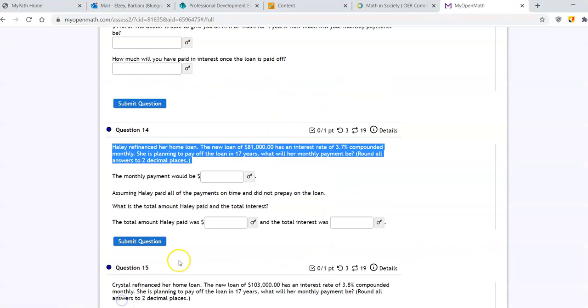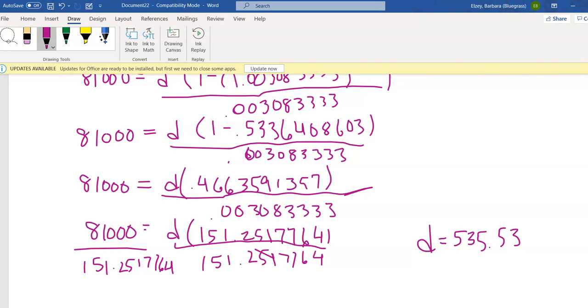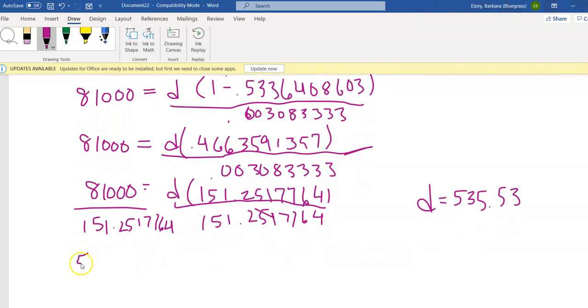All right, now that answers the first part of the question. Let's look at the second part. We want to know, assuming Haley paid all the payments on time and did not prepay the loan, what's the total amount paid and the total amount of interest. Okay, so let's get the total amount paid first. So if we go back here, she paid $535.53 each month, so that's 12 times a year, for 17 years. And let's multiply that out.